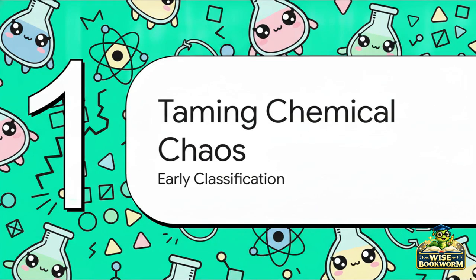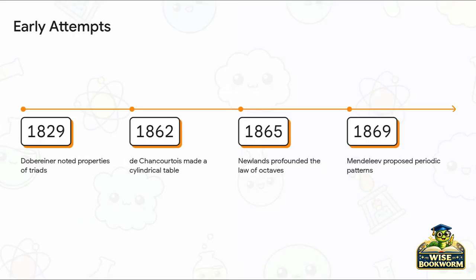All right, part 1. Taming chemical chaos. Let's look at early classification. Those early scientific detectives started noticing these tantalizing patterns hidden right within all that elemental madness. The 19th century saw this rapid-fire succession of classification attempts. Like in 1829, Johann Dobereiner noticed similarities in groups of 3 elements. He called them triads. Then, in 1862, de Chancourtois actually mapped elements onto a cylinder.